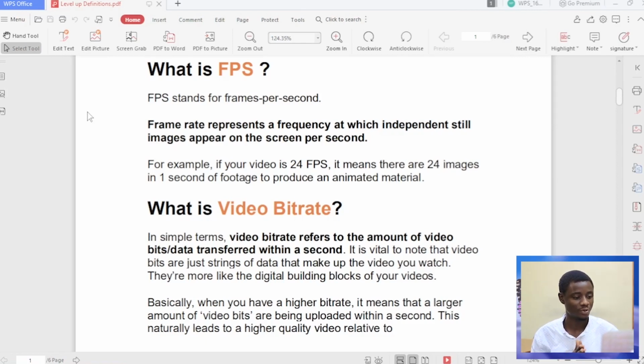So for example, if you have a video at 24 fps, it means that there are 24 images in 1 second of footage to produce an animated material. If it's 120 fps, it means in a second there are 120 frames. With such a frame rate, you can easily slow down the speed. Maybe there's a lot of motion, and when you slow down the speed, it won't have any lag. Before you shoot your video, you have to plan for the production.